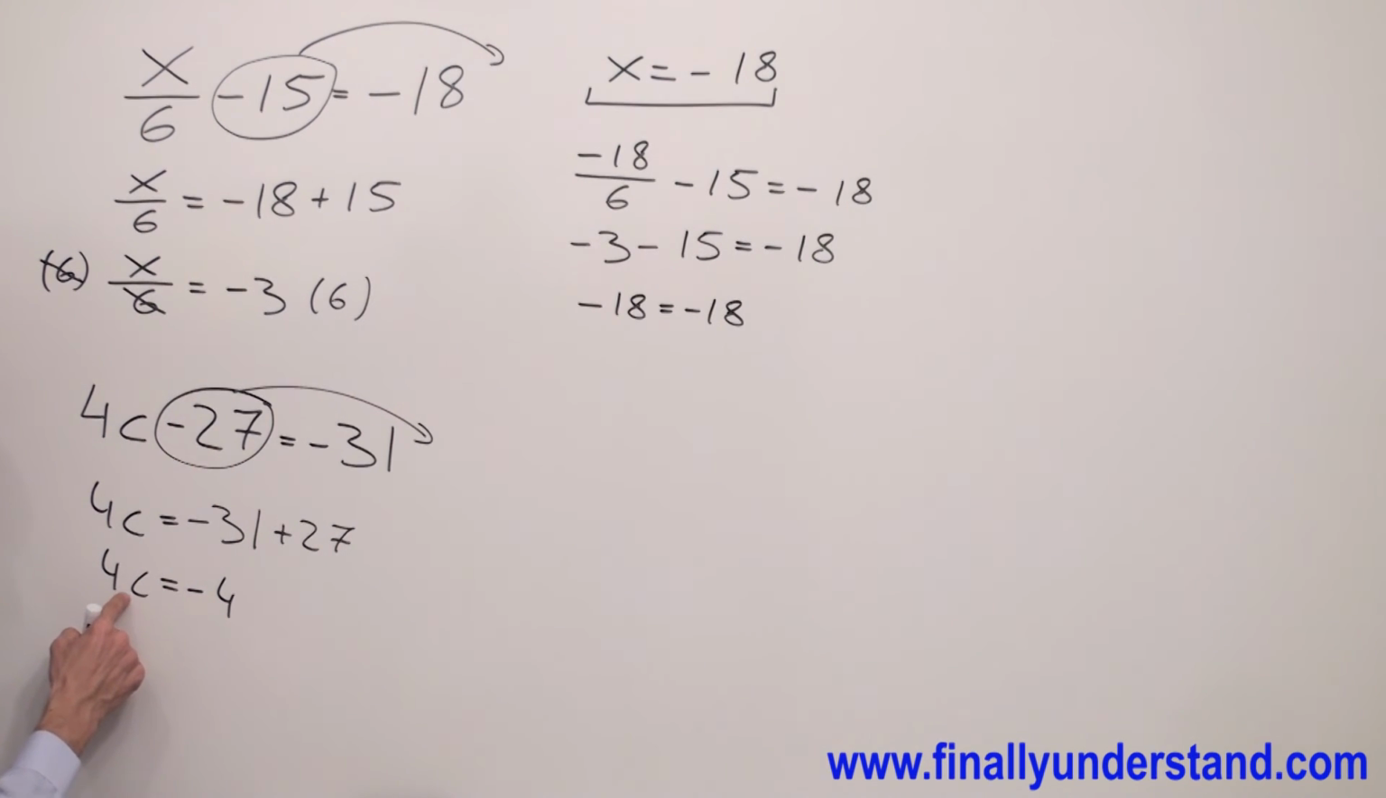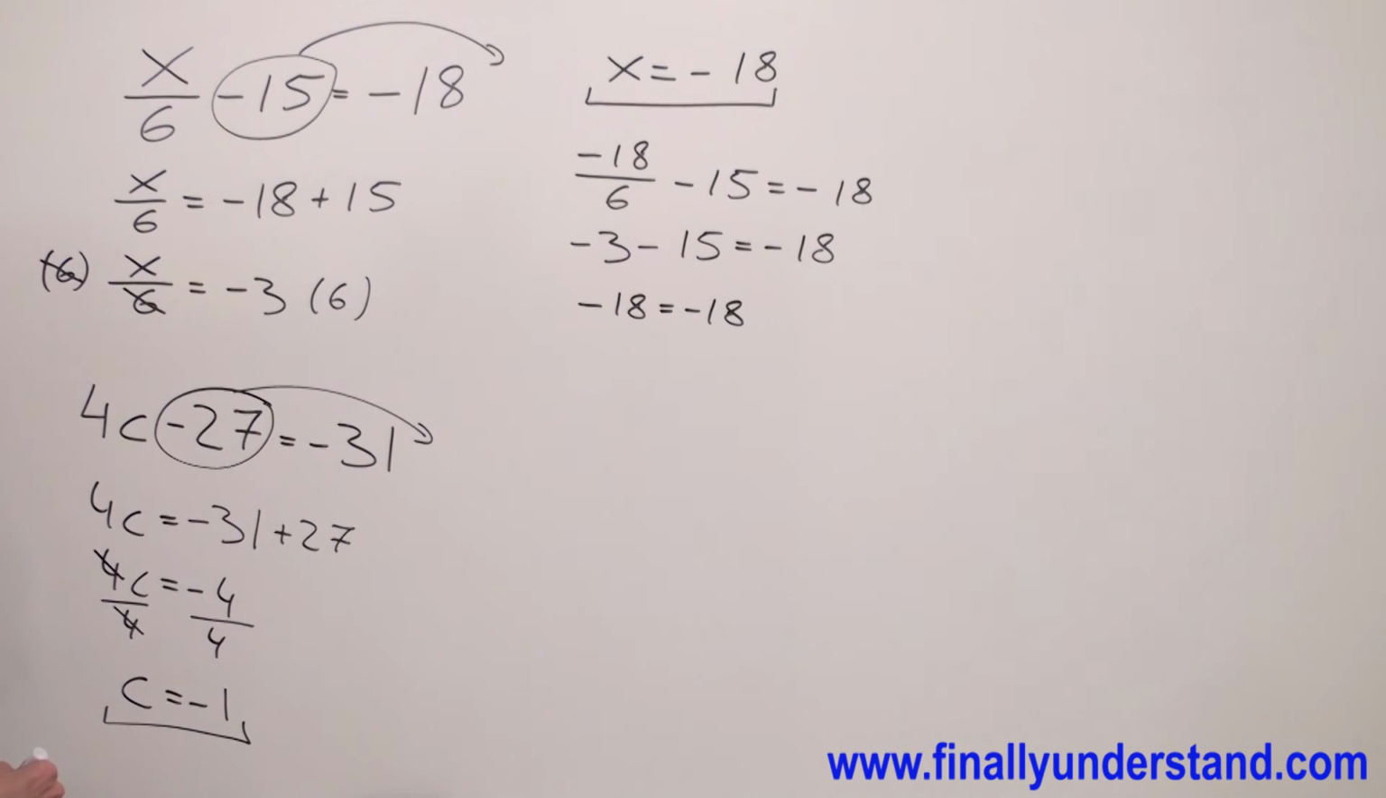This time I have multiplication. In order to eliminate multiplication, I have to divide both sides of the equation by whatever is multiplied to c. I'm doing that because I want to separate c from 4. 4 and 4 will cancel out, and I have c equals negative divided by positive gives me negative. 4 divided by 4 is equal 1. This is the solution to my problem.